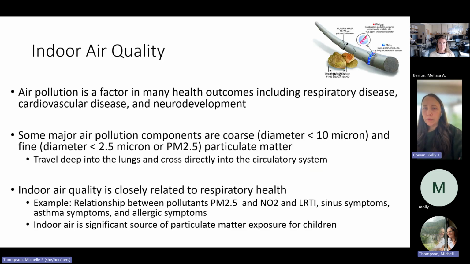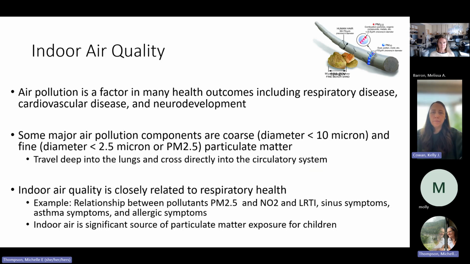So we'll talk a little bit about indoor air quality. There's a lot of factors at play with indoor air quality. It's important in a lot of health outcomes, not just respiratory disease, but also cardiovascular, neurodevelopment. And some of the major components of this are coarse diameter, which is less than 10 microns, and fine diameter, which is less than 2.5 microns, or PM2.5 particulate matter. The problem with these is those travel deep into the lungs and those cross into the circulatory system, and that's how they get around the body to cause different adverse effects.